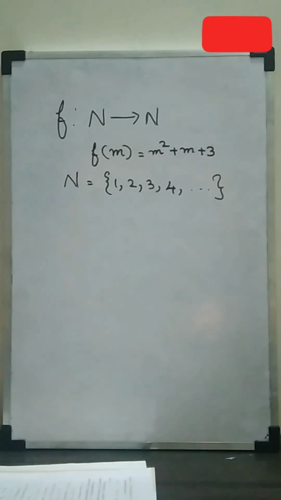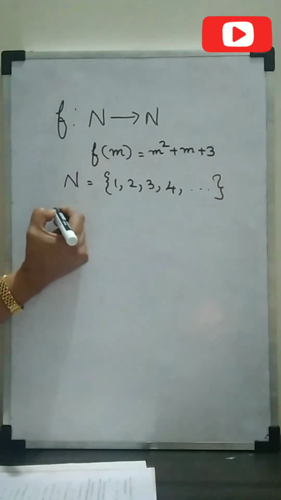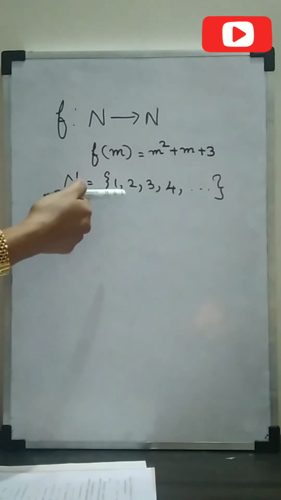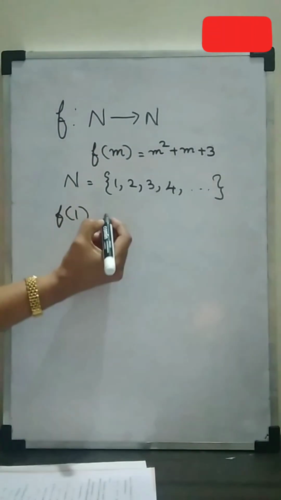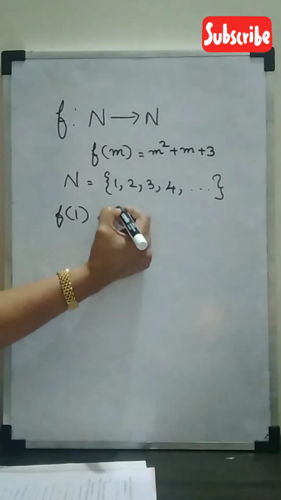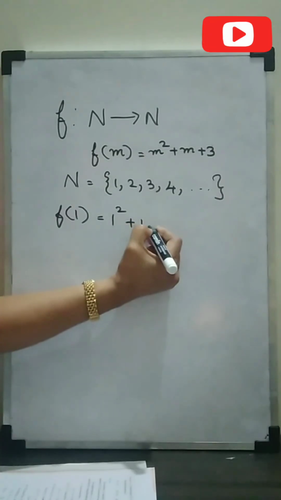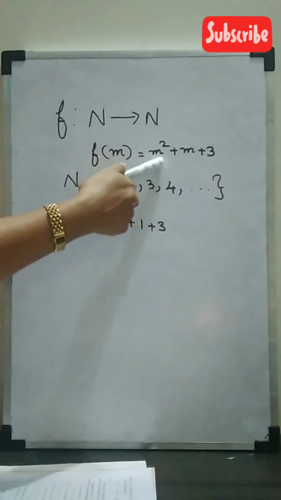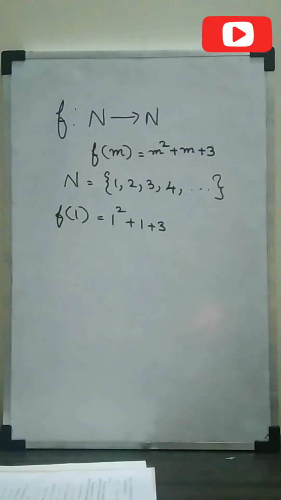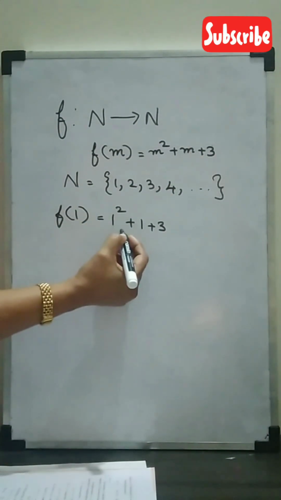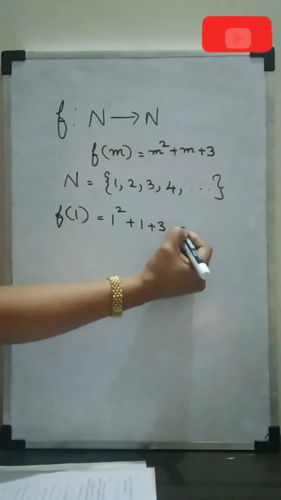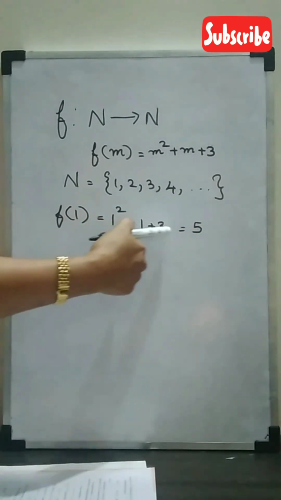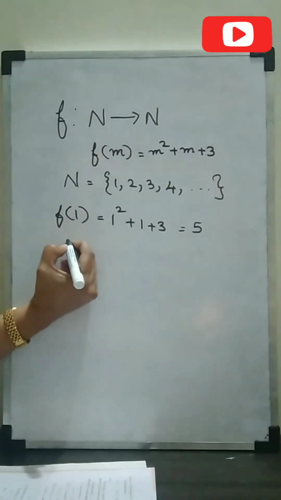So எப்படி கண்டுபிடிக்கிறது? That is f of 1. Okay, டொமைன்ல இருக்கிற first element. So f of 1 is equal to what? f of 1 is equal to 1 square plus 1 plus 3. இல்லையா? இங்க கொடுத்திருக்காங்க f of m is equal to m square plus m plus 3 ன்னு கொடுத்திருக்காங்க. So f of 1 is equal to 1 square plus 1 plus 3. That is equal to 5. 1 square is 1, 1 plus 1 2, 2 plus 3 5. Okay. Now next one, f of 2.